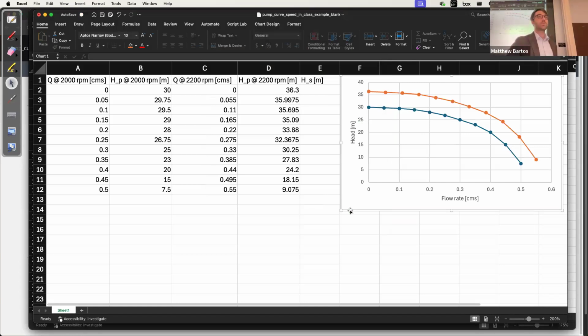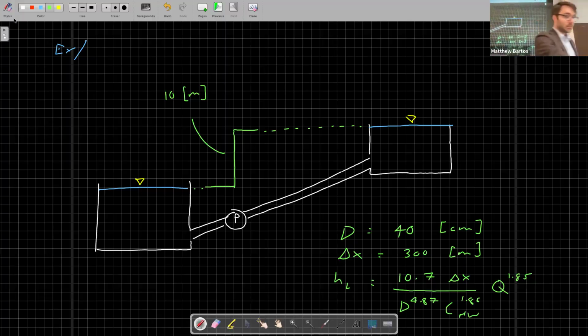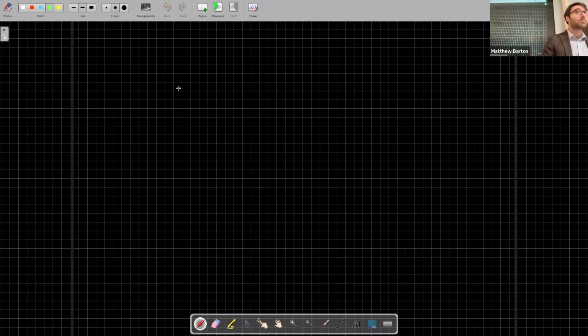The next thing we have to do is compute the system head curve. So how do we do that? What is the system head curve equal to? It consists of two different components that are added together. What are those two components? Yes, so in this case, it'll be the elevation difference plus the head loss. In general, it'll be equal to some static head requirement plus the head loss. So in this case, the static head requirement is the elevation difference between the two reservoirs.